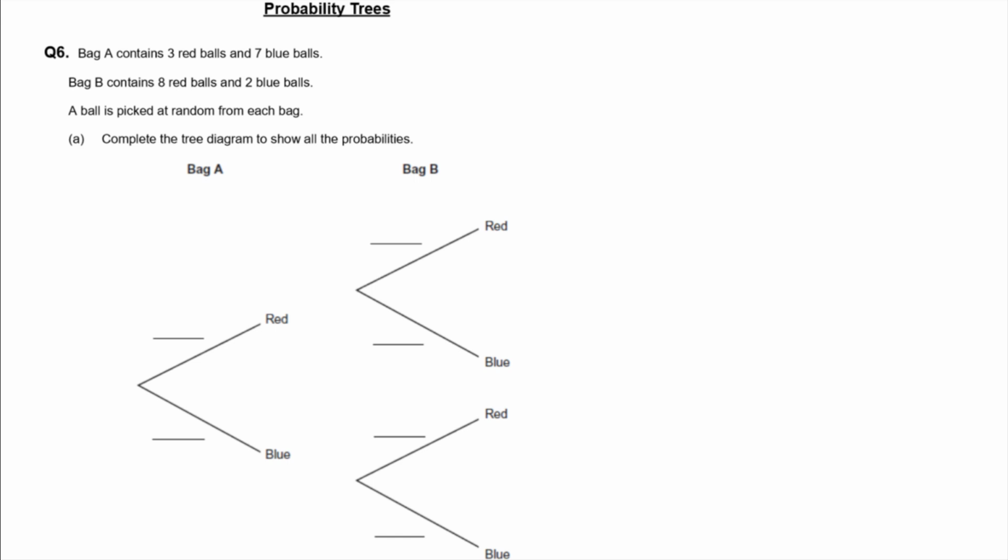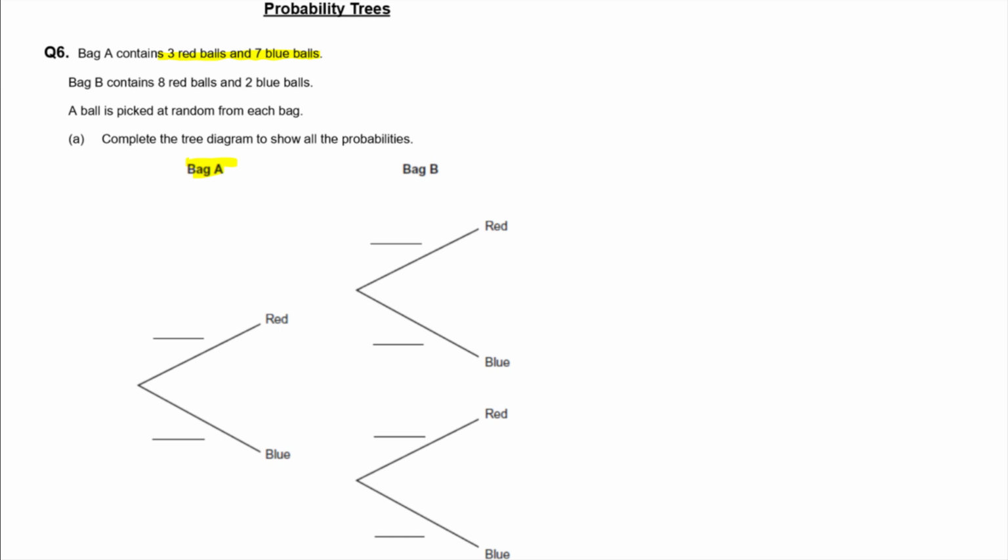So let's have a look at question 6. Bag A contains 3 red balls and 7 blue balls. Bag B contains 8 red balls and 2 blue balls. A ball is picked at random from each bag. Complete the tree diagram to show the probabilities. Okay, so the first section is bag A, look, and bag A has got 3 red balls and 7 blue balls.